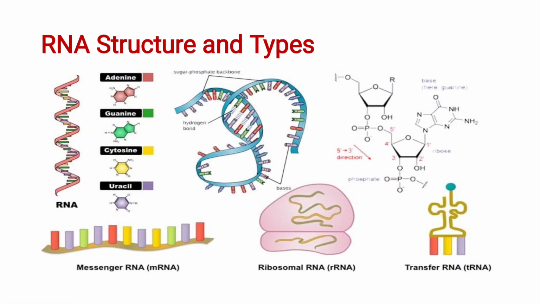RNA structure and its types. It consists of nucleotides and nitrogen bases. The nitrogen bases are adenine, guanine and uracil. In DNA we studied AT and GC: adenine, which is linked with thymine, and guanine, which is linked with cytosine. In RNA, the only difference is that instead of thymine, uracil is present as a nitrogen base.